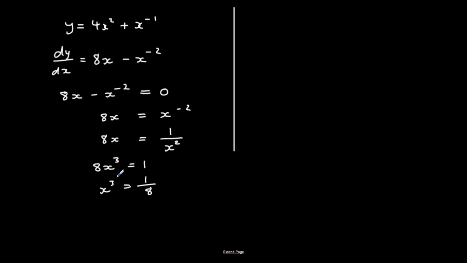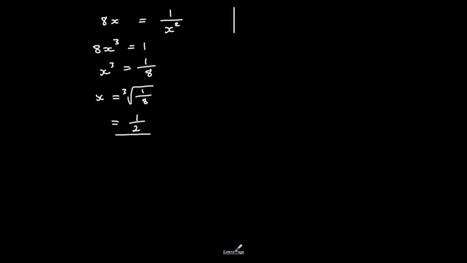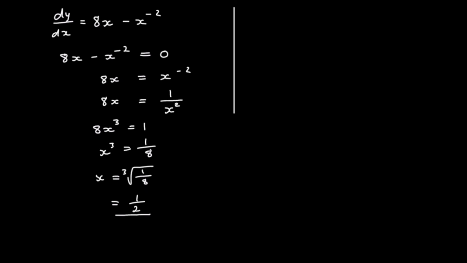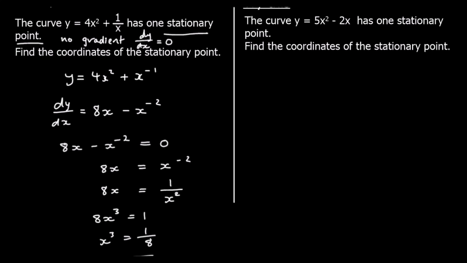And to get rid of cubed, we do the opposite of cubing, which is cube rooting. So x is the cube root of 1/8. You can type that in your calculator, but that will give you 1/2. So x is 1/2. We wanted the coordinates. We didn't want the x coordinate. We want both coordinates. So we need to substitute back in our x to find our y.